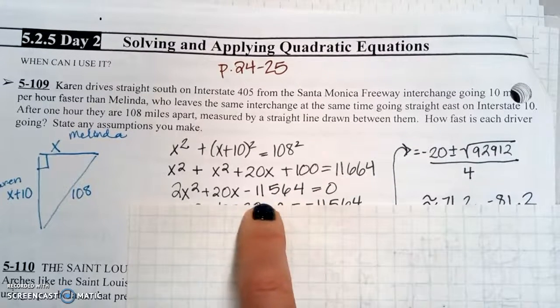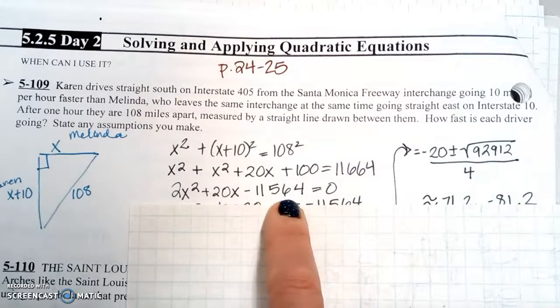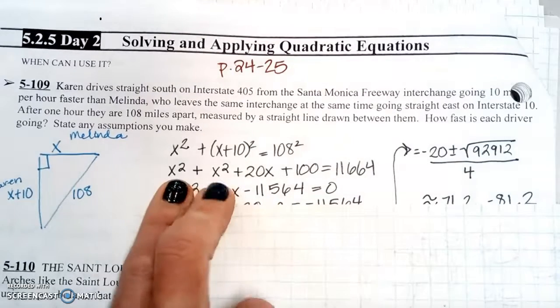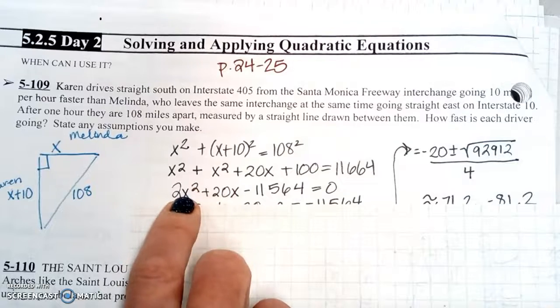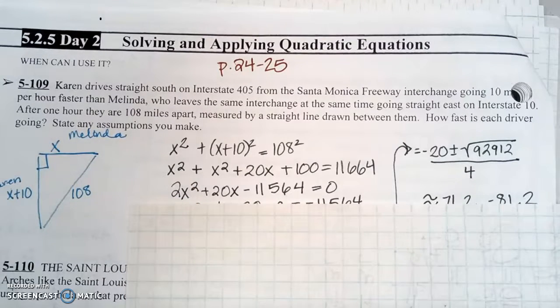Subtract that from the 100, which gets us minus 11,564. Combine these two x squareds to get our 2x squared. And then we have our trinomial. So our trinomial is 2x squared plus 20x minus 11,564 equals 0. This is clearly not easily factorable.